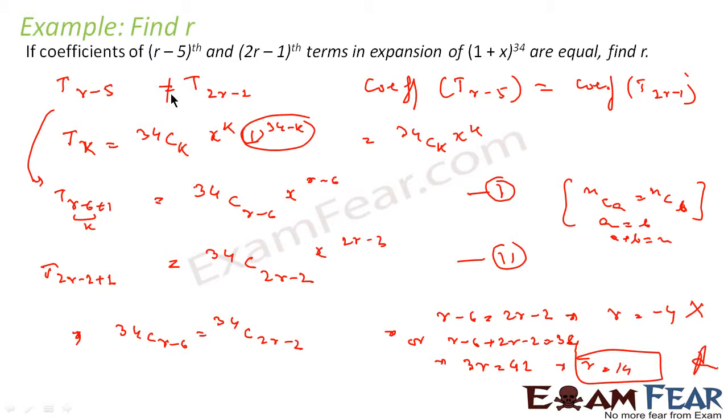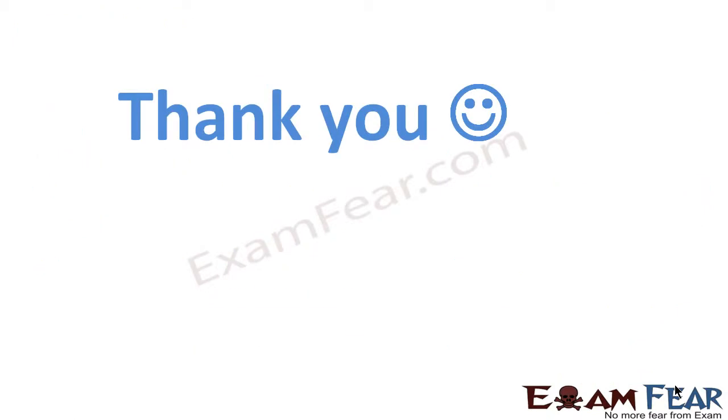What we have done here, we were told that the coefficients of the T(r-5) term and the T(2r-1) term of this expansion are equal. So we have found these two terms, and then we have found the coefficient of these two terms. We have equated these two coefficients, and we have used this formula: if nCa is equal to nCb, either a is equal to b or a plus b is equal to n. We found two values of r. One value comes out to be negative, so we discarded that because r can't be negative, and we have taken r is equal to 14. Thank you.